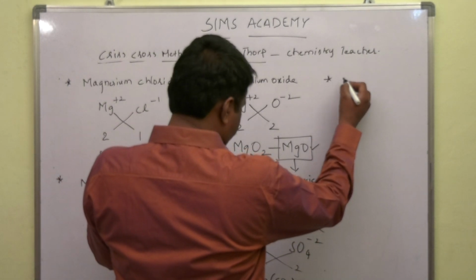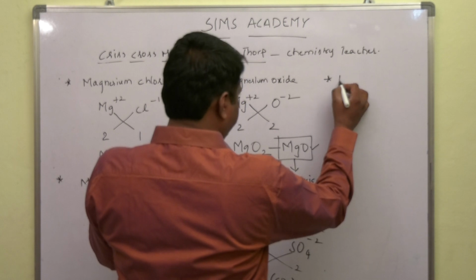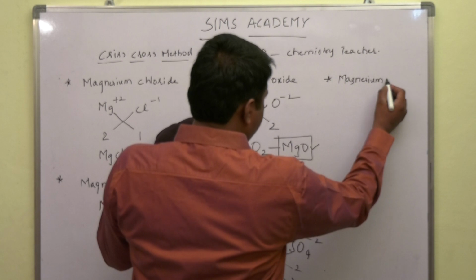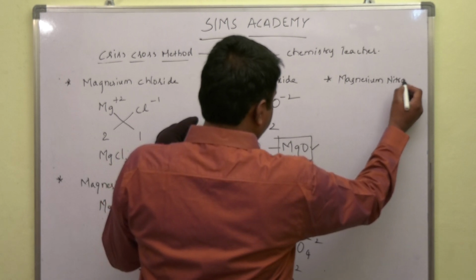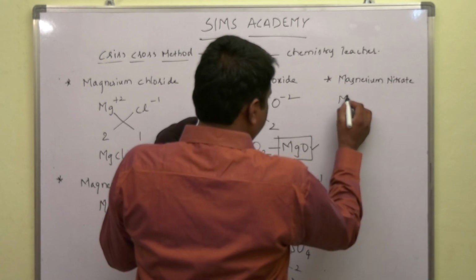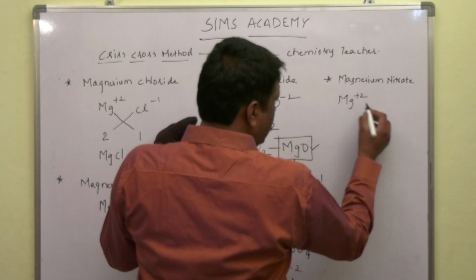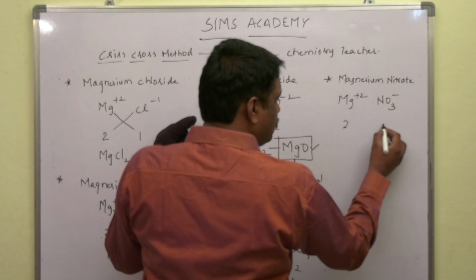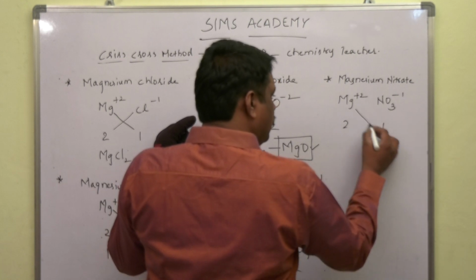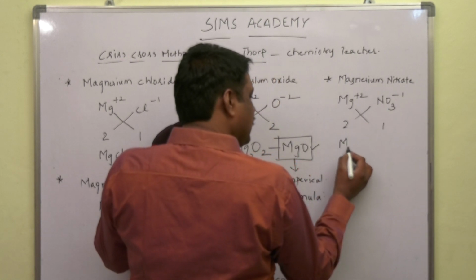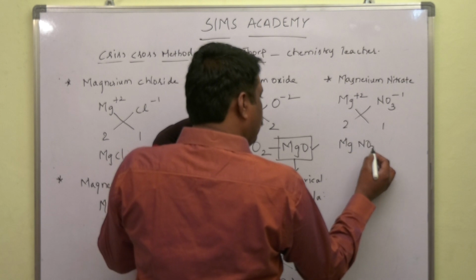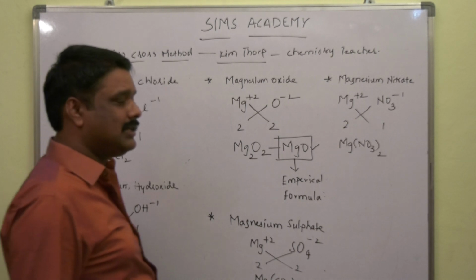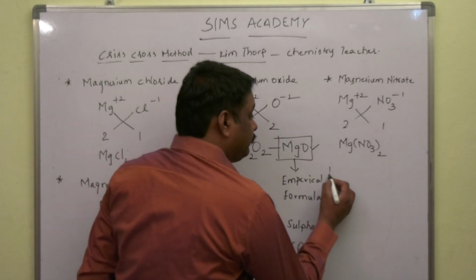Similarly, let us write magnesium nitrate. Mg plus 2, NO3 minus 1, Criss Cross, Mg, NO3 taken twice. Let us go on with the other one.